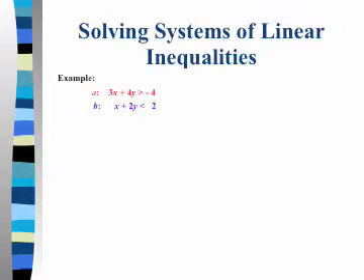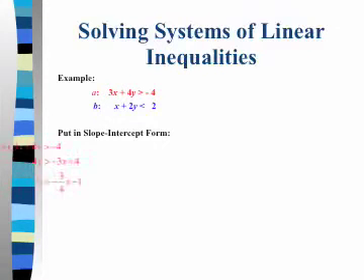So let's look at an example. Here we have a system of linear inequalities. We have two inequalities, 3x plus 4y is greater than negative 4, and x plus 2y is less than 2. Remember, the first thing we want to do is put them in slope-intercept form.